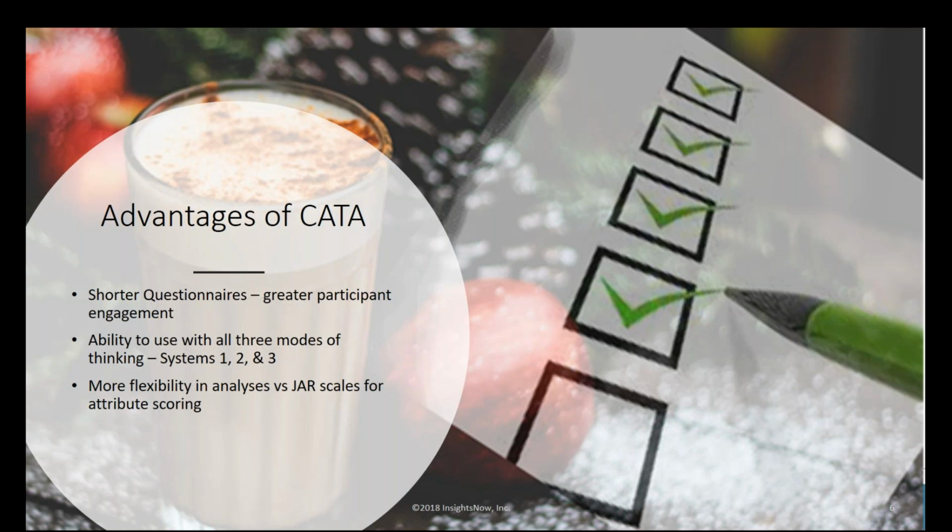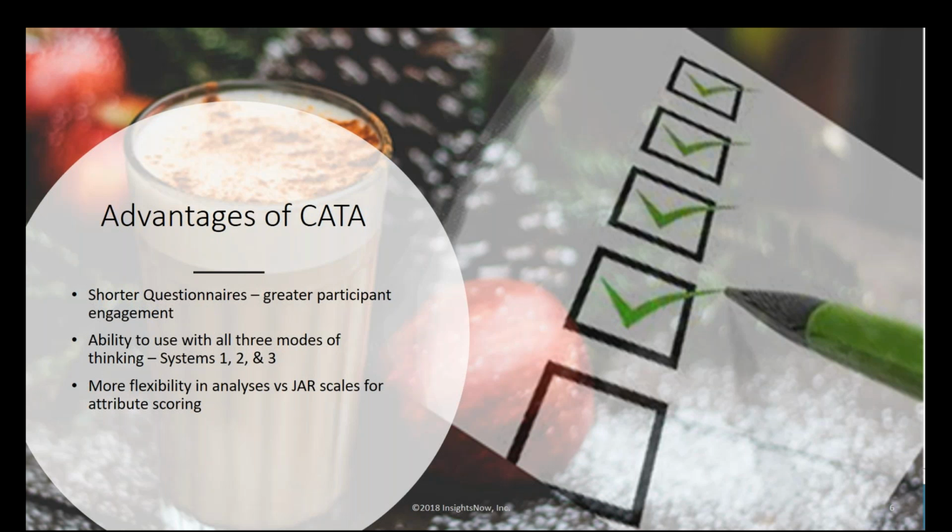In this webinar, we're going to focus on these 3 advantages. The first is what I just mentioned, shorter questionnaires, which will enhance participant engagement. This isn't to say that CATA totally replaces other questions. Think about just about right or intensity scales, other types of questions. It's really about maximizing the impact and focusing on efforts.